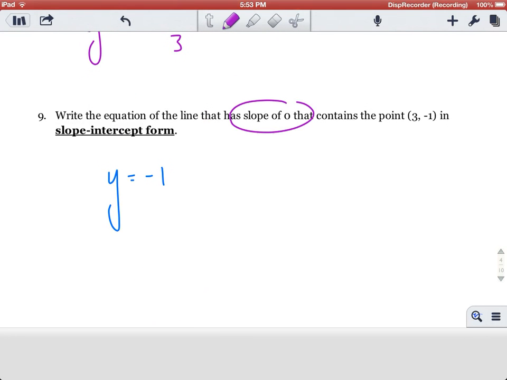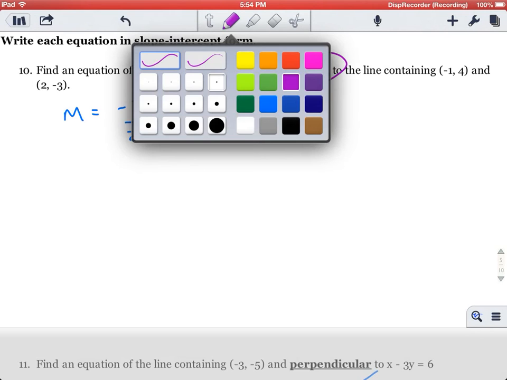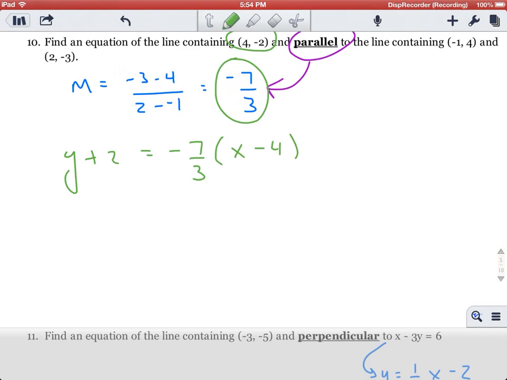Question number 9 had a slope of 0, therefore it must be a horizontal line, and horizontal lines look like y equals some number. Question number 10, since we want parallel, we need to first find the slope between -1, 4 and 2, -3, and then we can use that slope and this point to figure out the equation. You could do this either in y equals mx plus b, or you could have used point slope. Use point slope like that, doesn't matter.